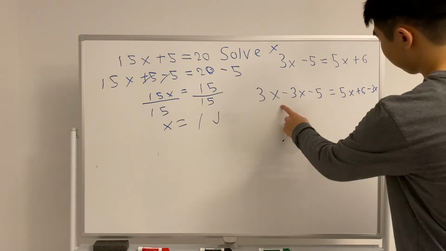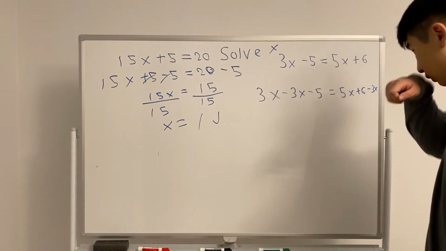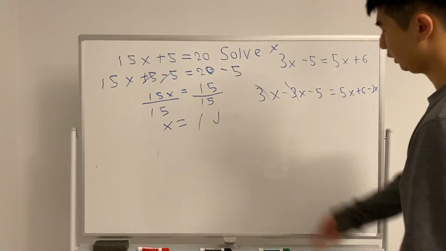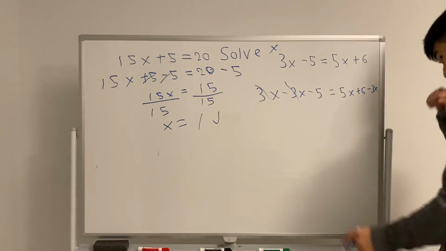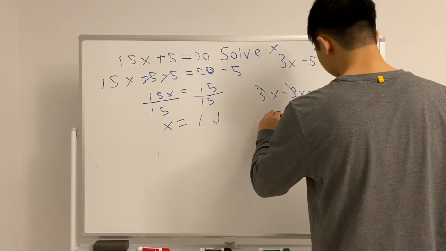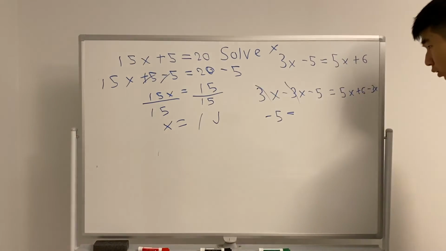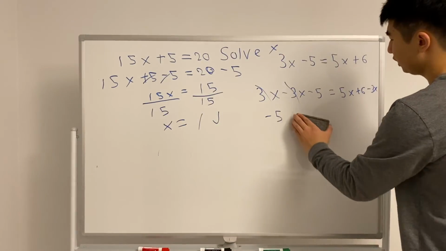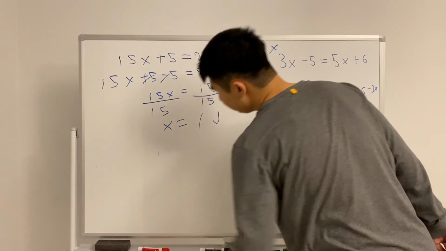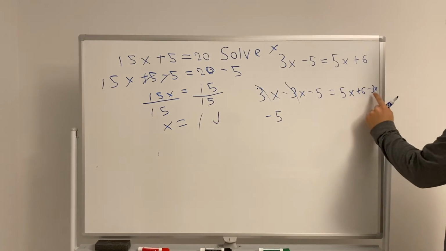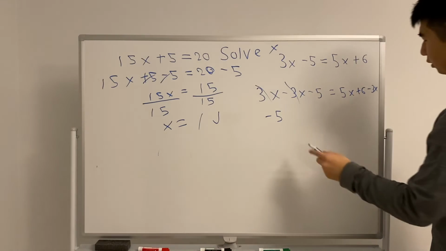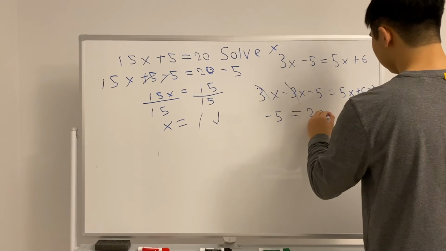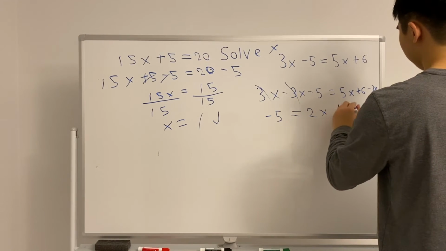So since we're subtracting 3x, I have to subtract 3x here. So the 3x cancels out. So 3x is just 0. So we're left with -5 equals, a little hard to see here, but I'm just going to do the equation instead of writing it out fully, just to save time. What's 5x minus 3x? 2x. So 5x minus 3x equals 2x, and then keep the 6 in there, plus 6.